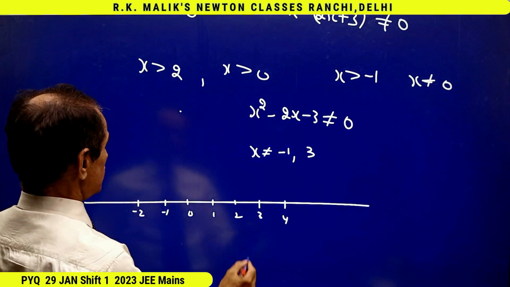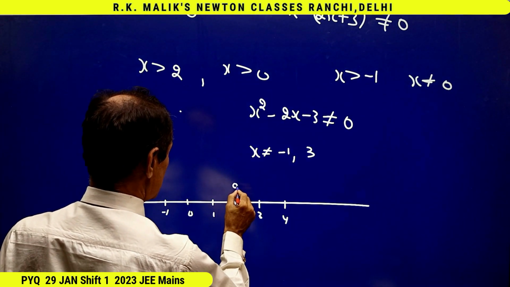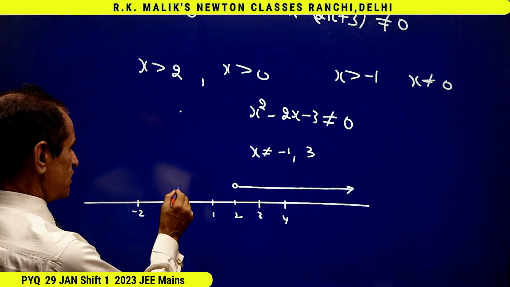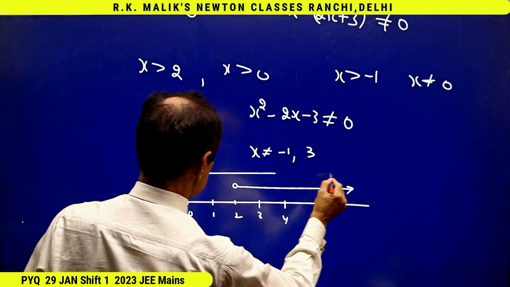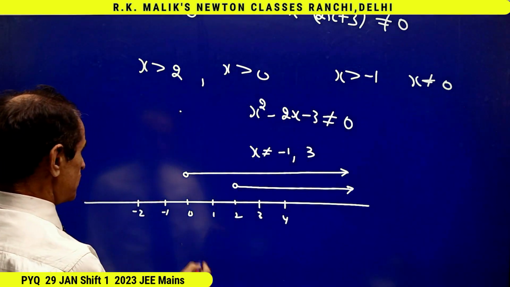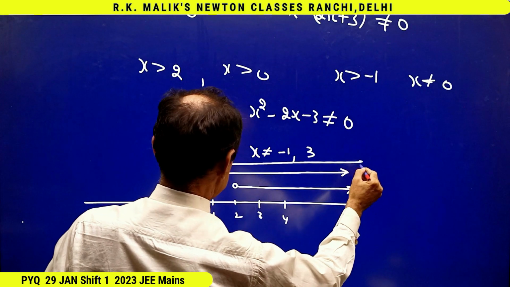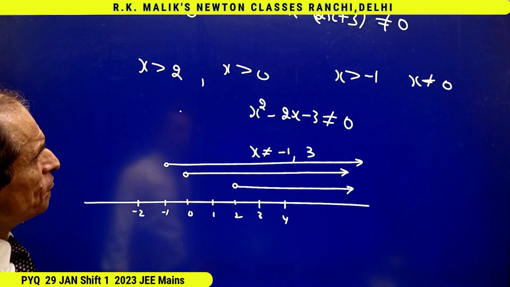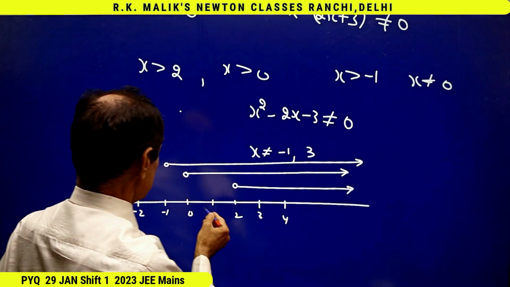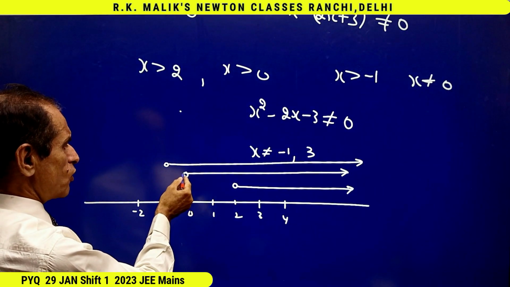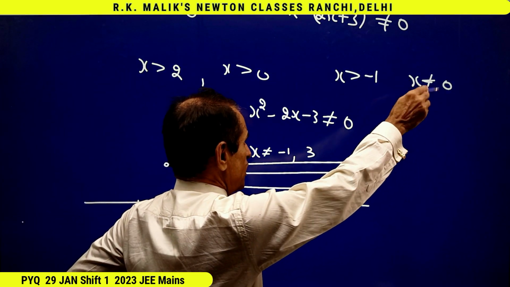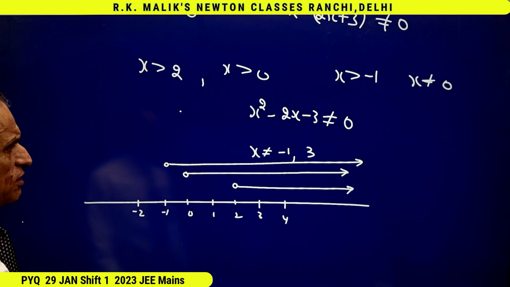this says that x should be greater than 2. This says that x should be greater than 0. This says that x should be greater than minus 1. This says that x is not equal to 0. It is already not included in this portion. Hence, this is automatically satisfied.